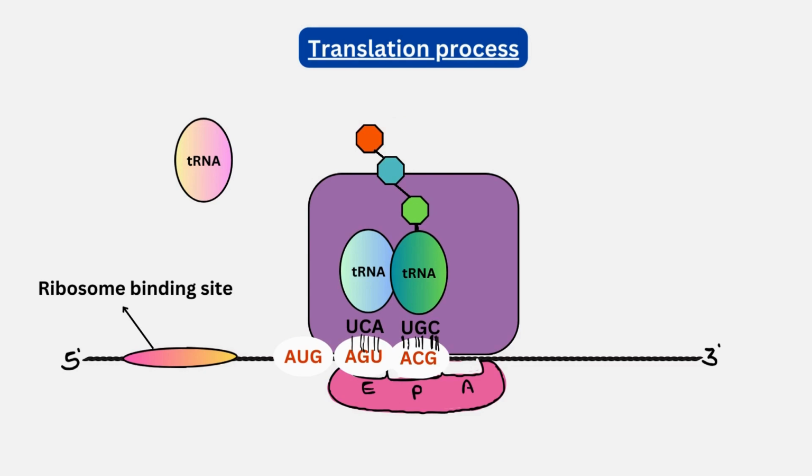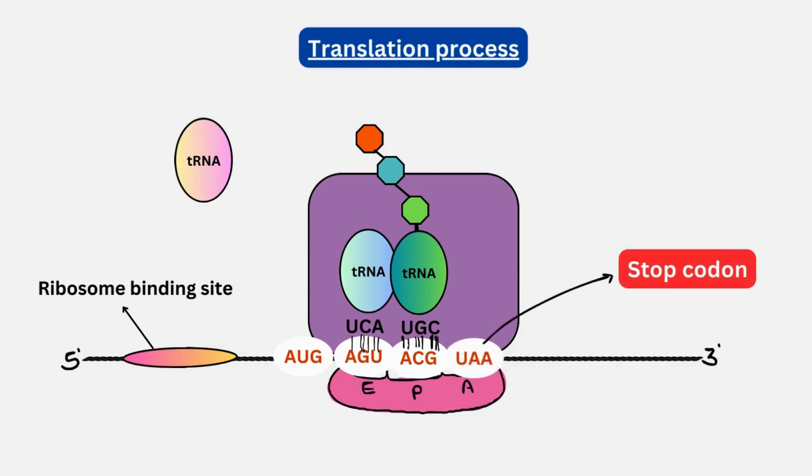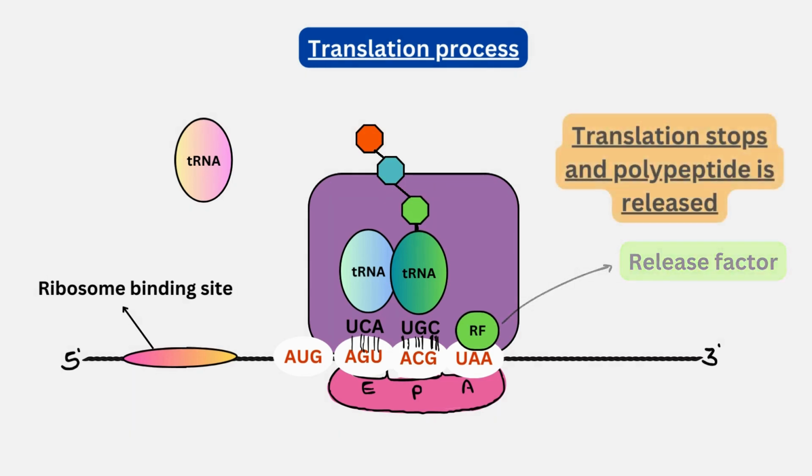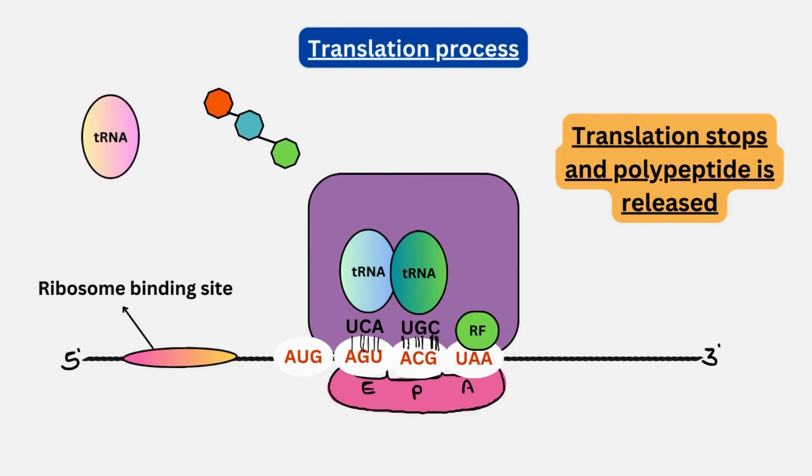Now, let's say this time the codon present in the A site is a stop codon. And you people know that there is no specific tRNA for the stop codon. So the stop codon will be recognized by the release factor. The release factor will come and bind to the stop codon. And once it binds to the stop codon, the polypeptide chain gets released and the translation stops.